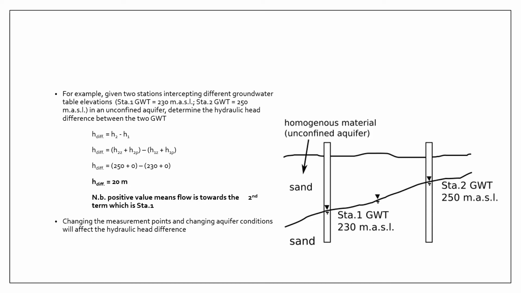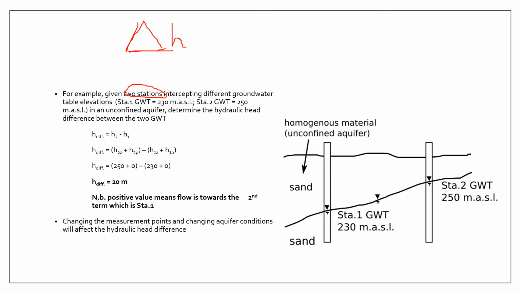All right. So in the previous two examples, we were just talking about a single point, and we were concerned with the pore pressure. For this example, we will be talking about hydraulic head difference, or delta H. And we will also be talking about two stations, two measurement points.